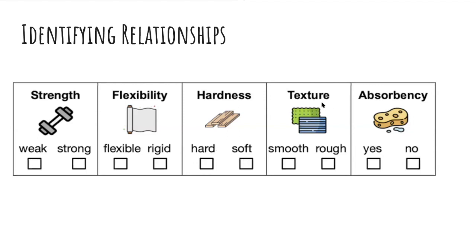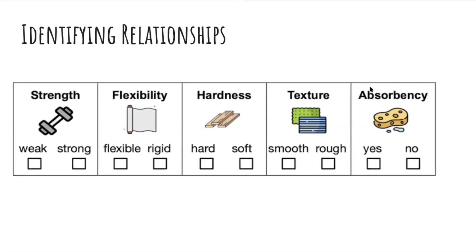The fourth property we'll talk about is texture, and it looks like there's two different textures here, something that might be bumpy and something that might be smooth, right? And one end is smooth, the other end of the spectrum of texture is rough.